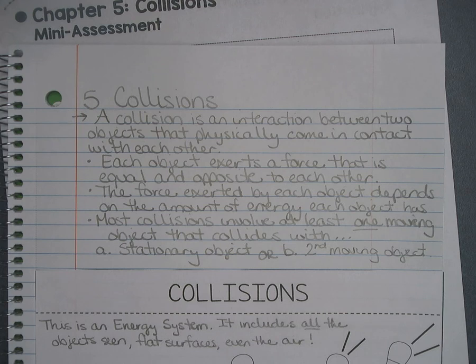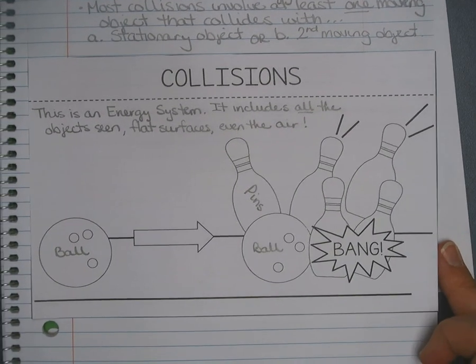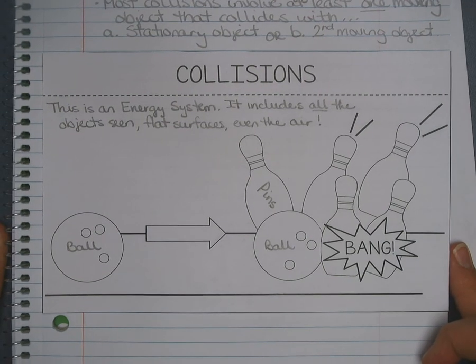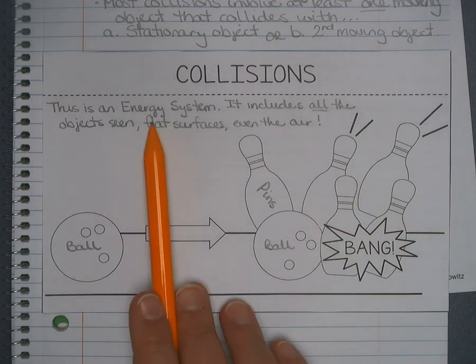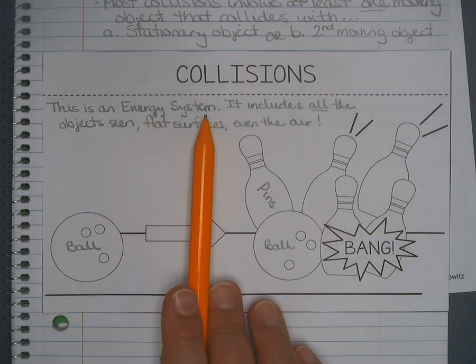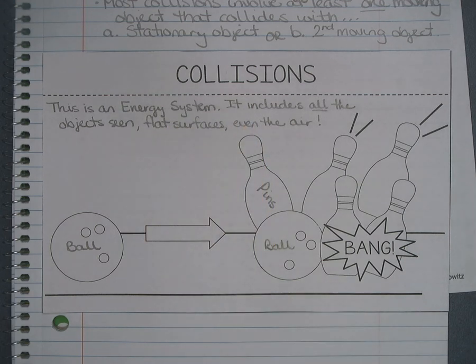One of the collision examples is the one illustrated here. So I took a second, and you're welcome to pause the video and jot down what I have here, but I took a minute just to describe what was being shown. So basically, this is an example of a very simple and very basic energy system. An energy system includes all of the objects we see in the system, such as the ball and multiple pins.